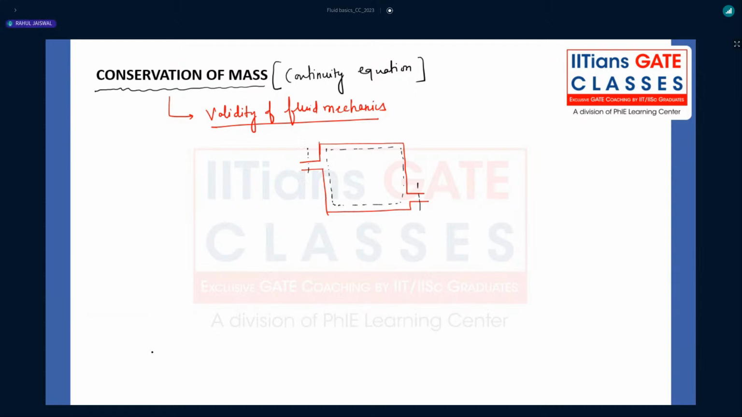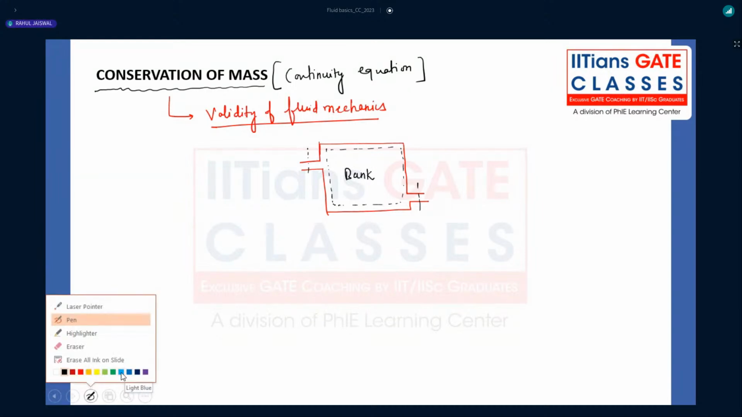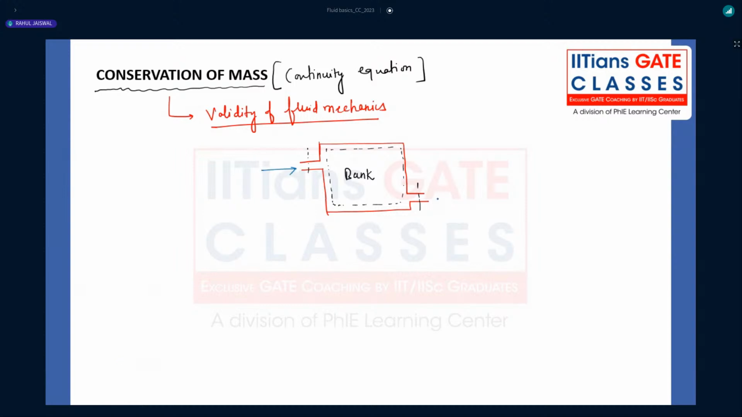Right. Now, suppose this is a bank, for example. Suppose you have deposited some amount. For example, in a particular bank, you have deposited some amount and you have made a withdrawal, right? Suppose you have deposited 100 rupees, for example, right? And you are withdrawing 50 rupees.